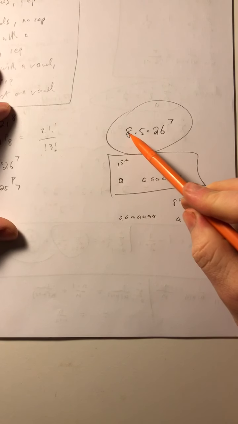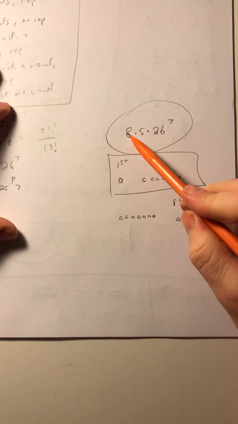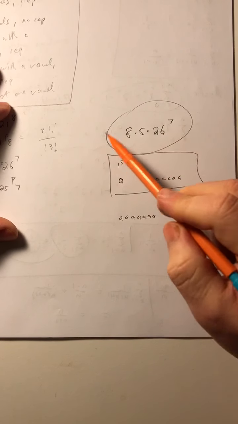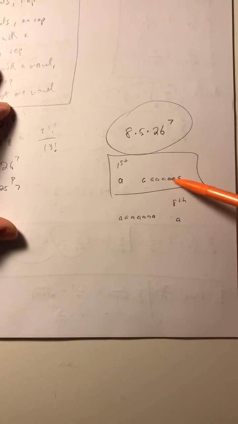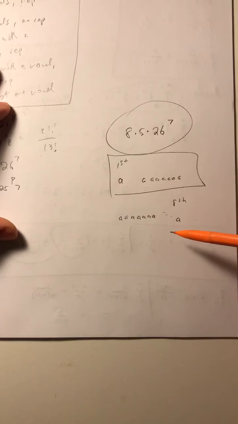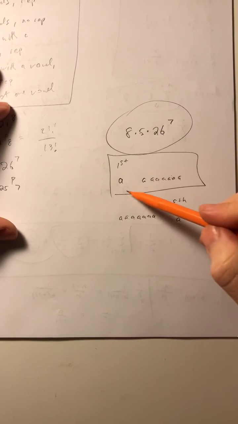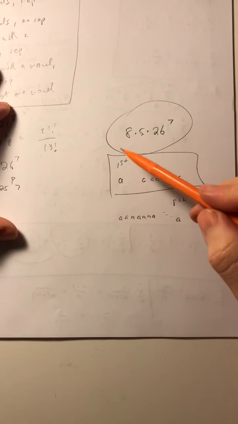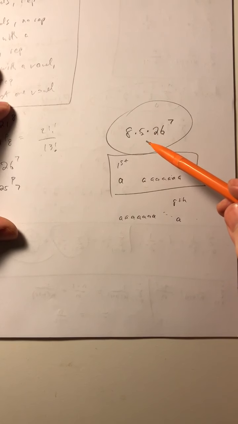So choosing a position in which I'm going to put a vowel, and then choosing a vowel to put there, and then choosing all the other letters. If I do this process, this word consisting of 8 A's is going to get counted more than once. This thought process is going to overcount, because this is going to show up. In fact, this is going to show up 8 times in this process.